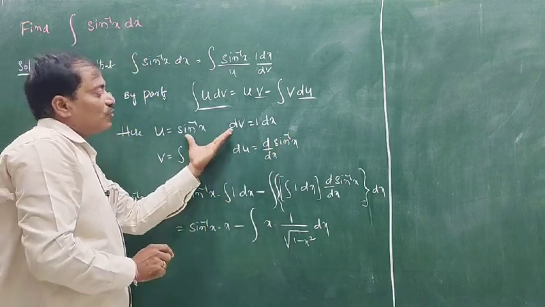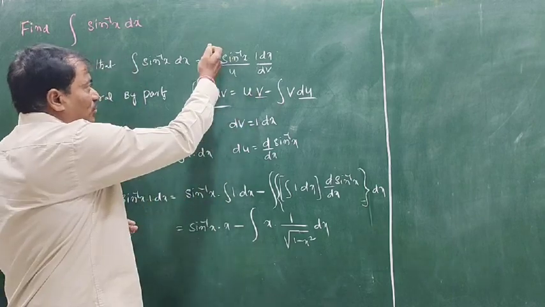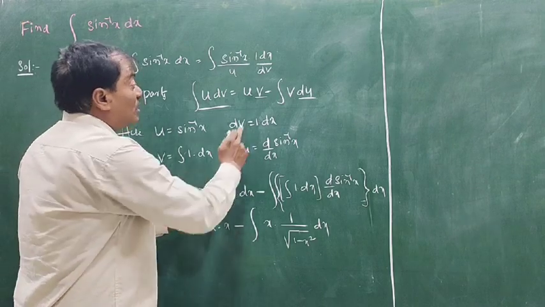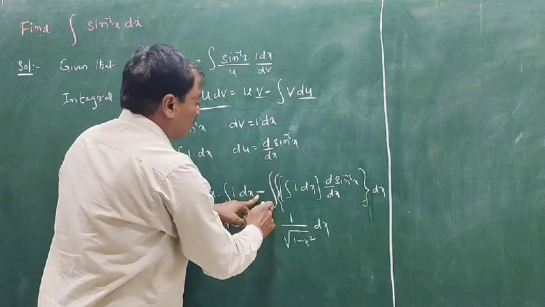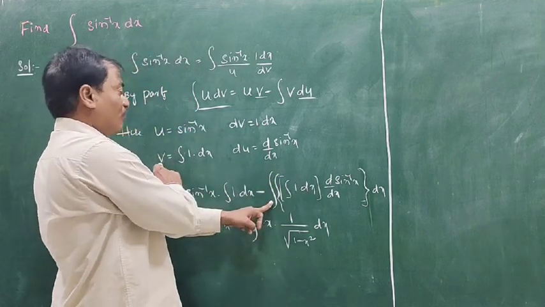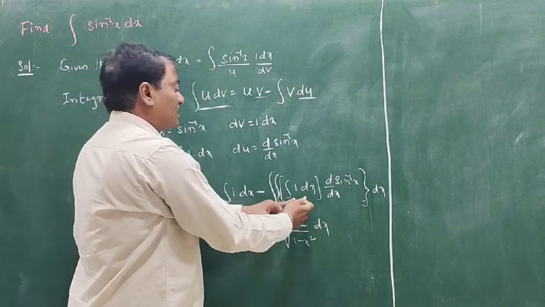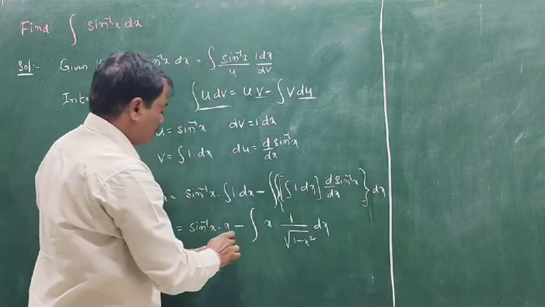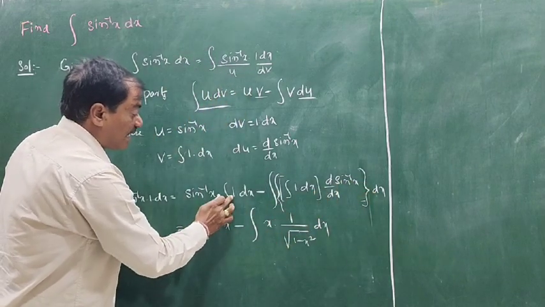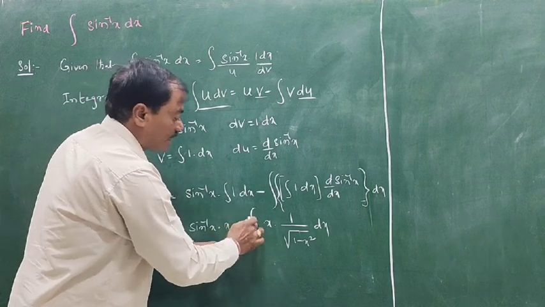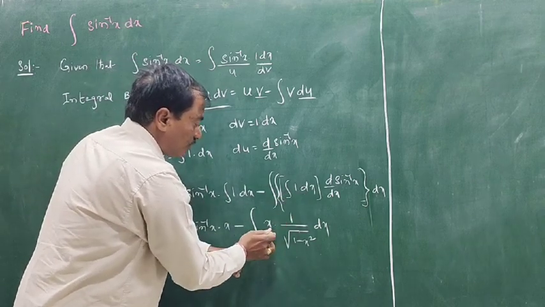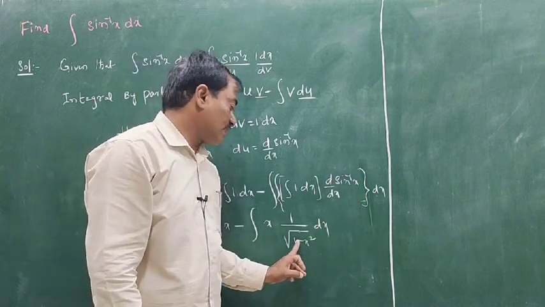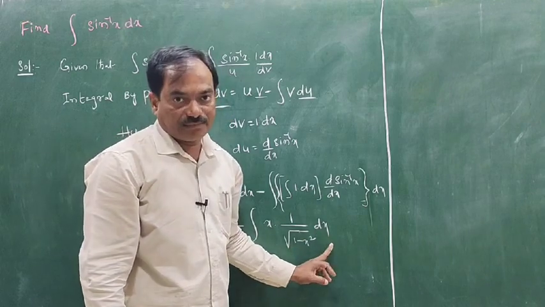Now we have to substitute these values in this equation. So the integral of sine inverse of x times 1 dx equals sine inverse of x into v, where v is the integral of 1 dx, minus the integral of v du. What is du? The differentiation of sine inverse of x into dx. So we get sine inverse of x times the integral of 1 dx, which equals x, minus the integral. The integration of 1 dx equals x, and the differentiation of sine inverse of x equals 1 by under root of 1 minus x square into dx.